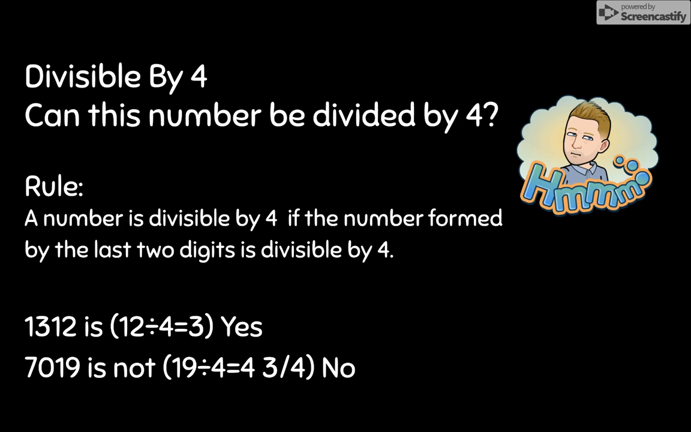Is 7,019 divisible by 4? So we're looking at the last 2 digits, 1, 9. Read that as a number. That's 19. Is 19 divisible by 4? 19 split into 4 equal groups. No, it's not. 20 split into 4 equal groups would be 5. So no, 7,019 is not divisible by 4.